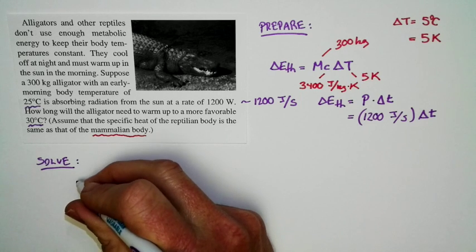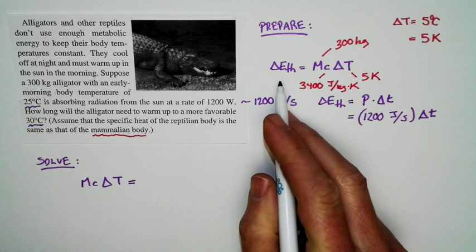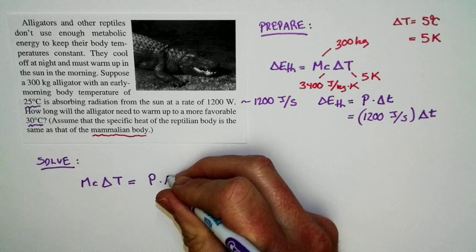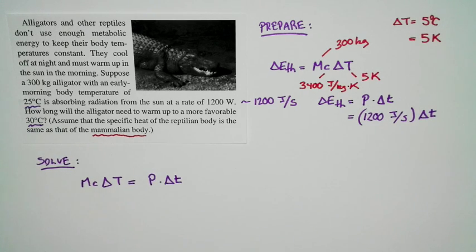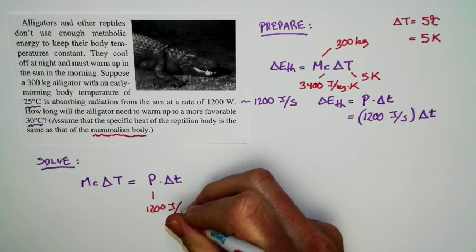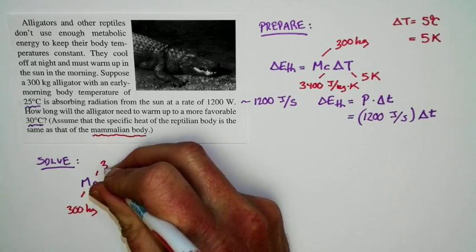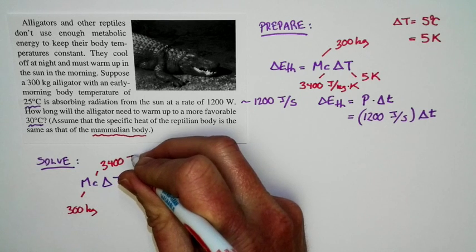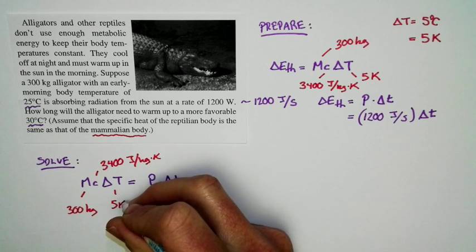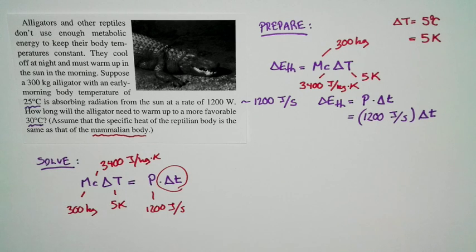And we'll do it this way. M times C times delta T, that's the change in thermal energy of the alligator, is just equal to the power times the time interval. And now we can put in all of our numbers. The power is 1200 joules per second. The mass of the alligator is 300 kilograms. The specific heat is 3,400 joules per kilogram per Kelvin. The change in temperature is 5 Kelvin. The only thing we don't know in this relationship is the time interval, and so we can solve for it.